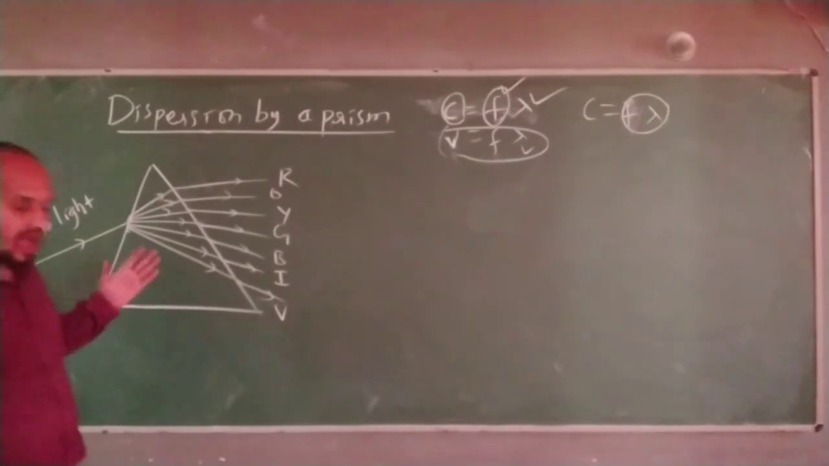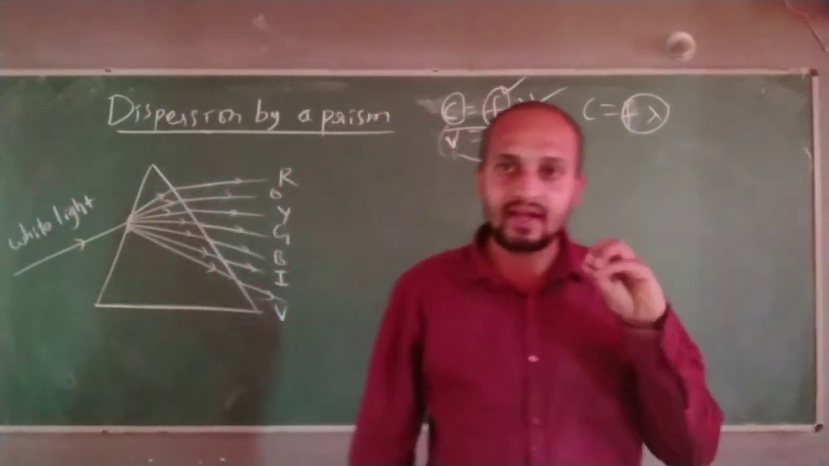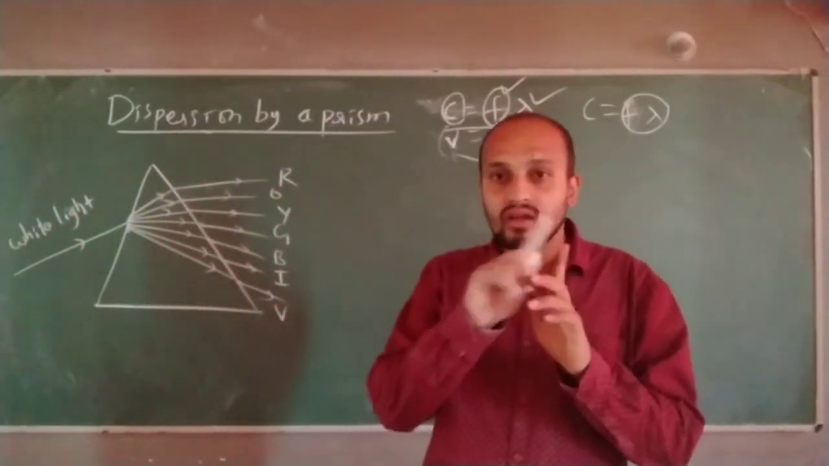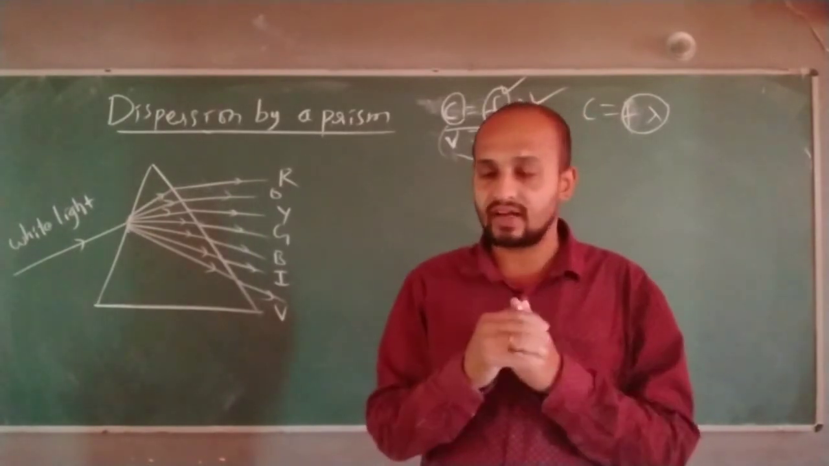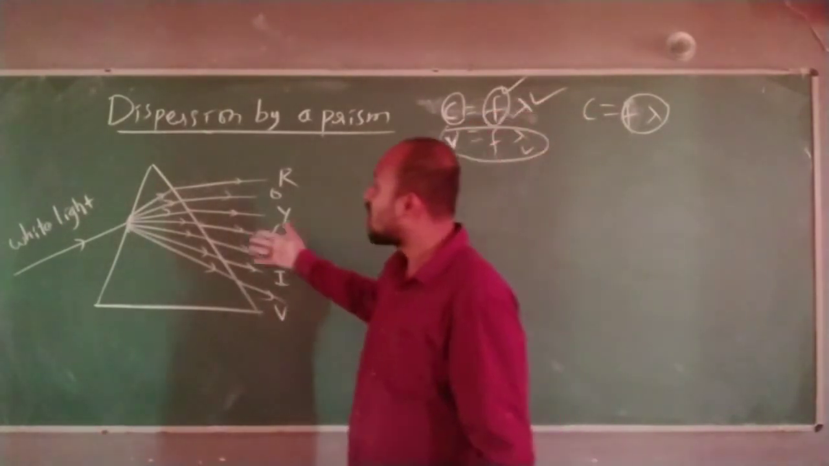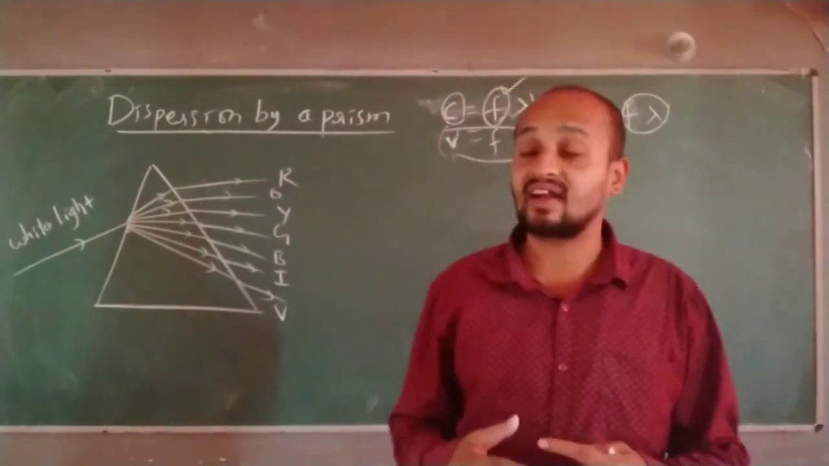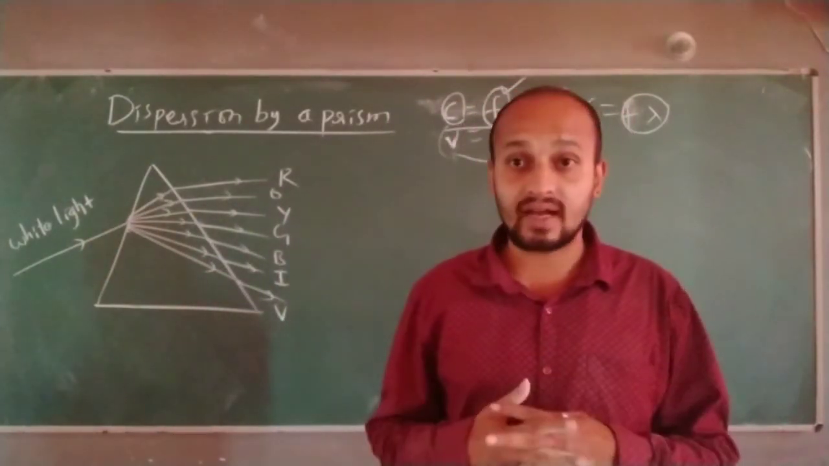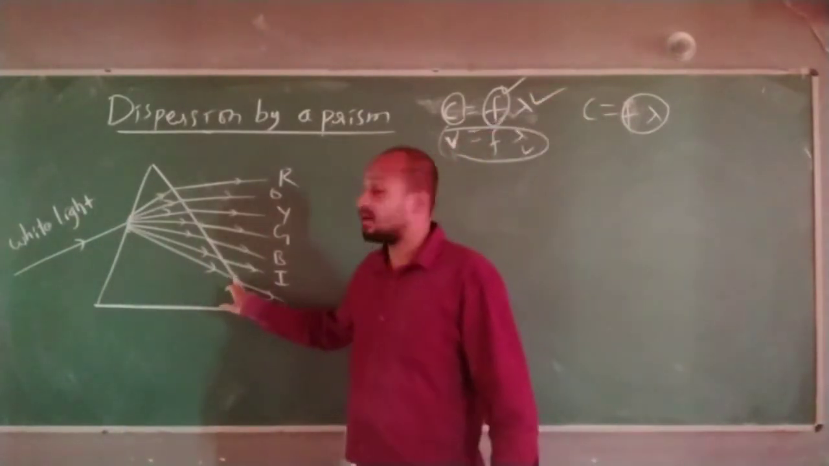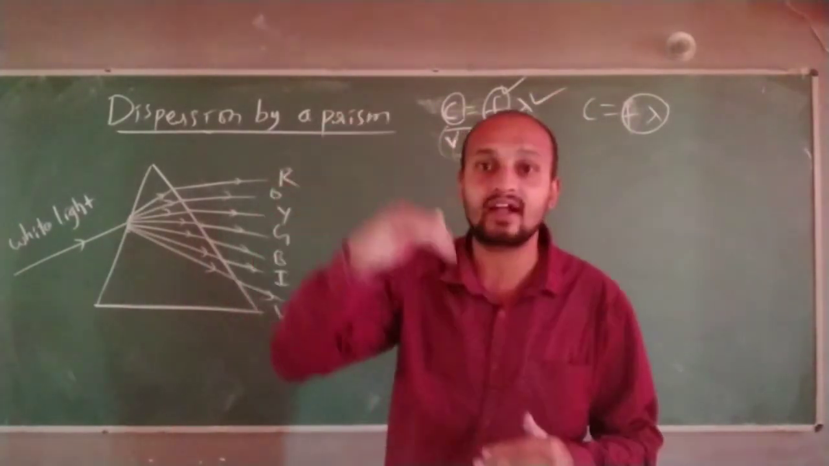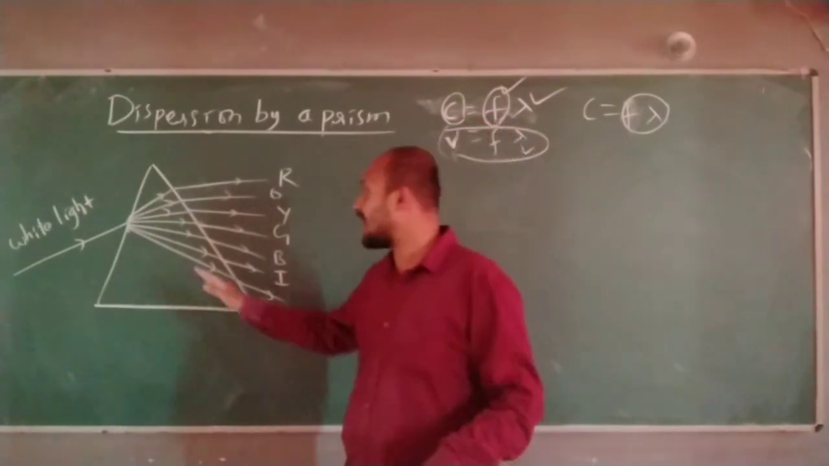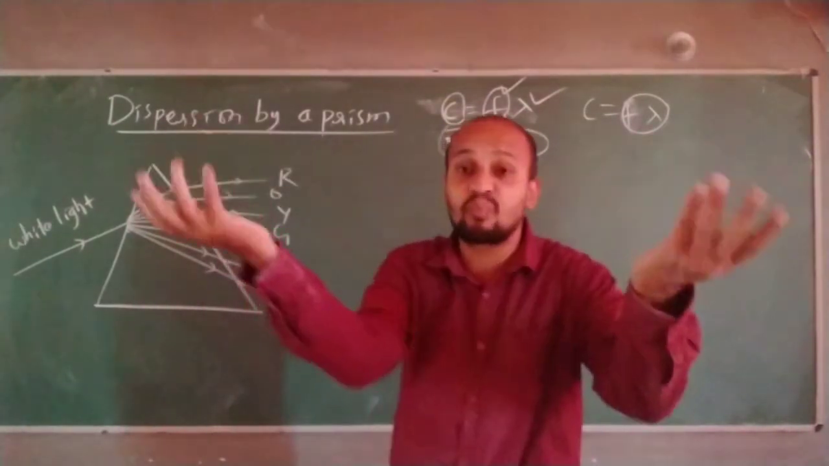Why is it happening? And see here, the refractive index of the medium decides the bending of light, the speed of light. Correct? Now, dispersion of the material and refractive index of the material need not be the same. What I am trying to tell? If the medium has a high refractive index, don't think that it will have highly dispersed light.